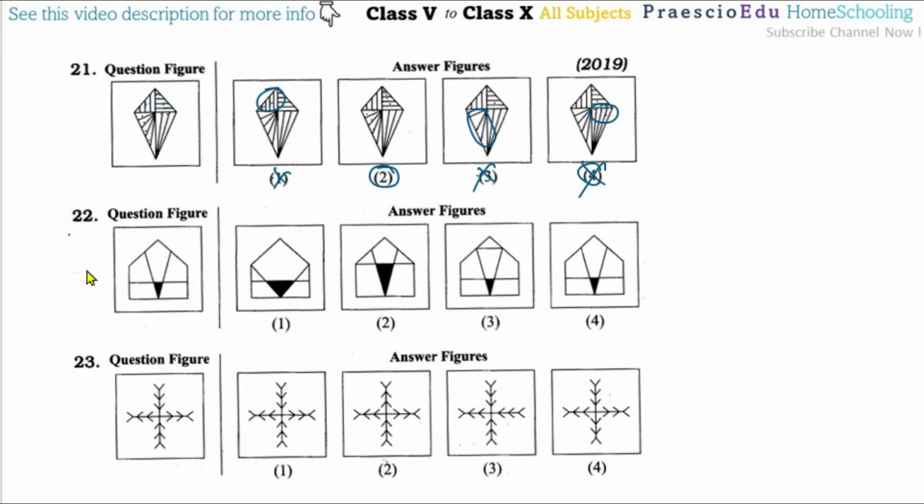Then for question number 22, observe this one. This shape is different, and somewhat the shape is the same, but here the line comes. So that's why this is the different one. Options number 1, 2 and 3 are different, and option number 4 is perfectly similar.